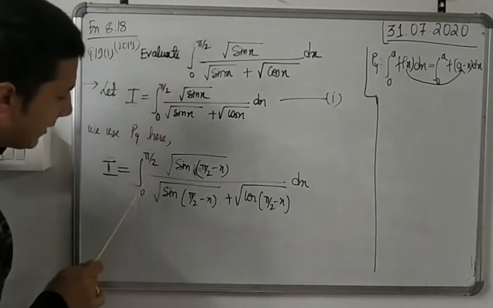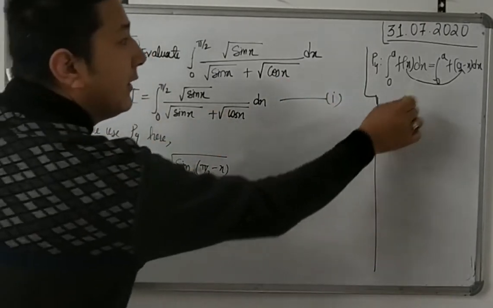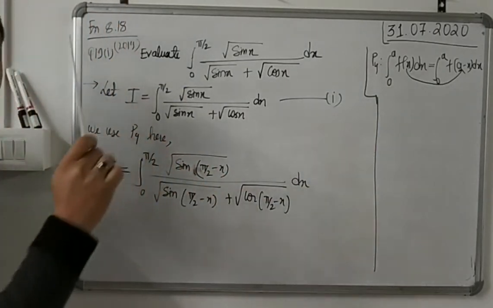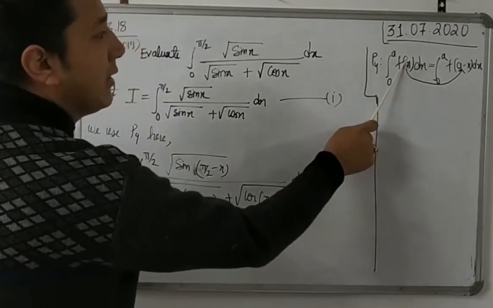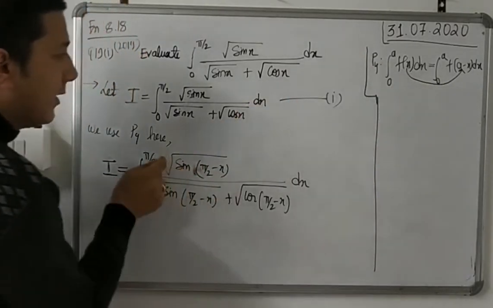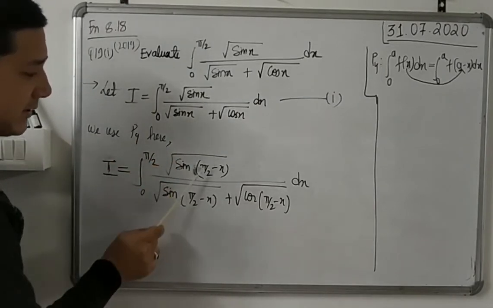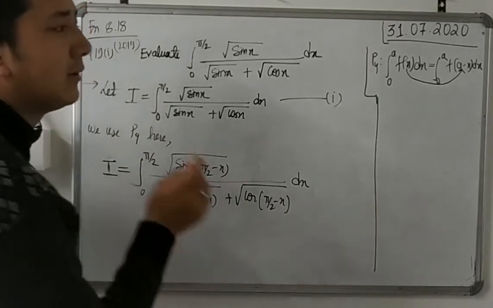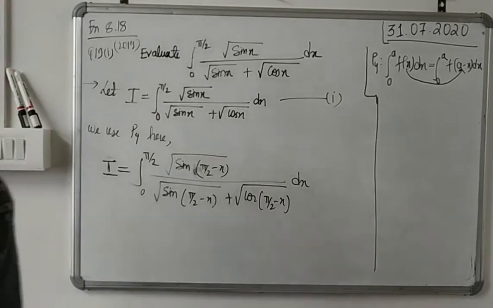The function is also the same. The same function will be here. The changes will be only in x. X will change from x to upper limit minus x. That is, pi by 2 is the upper limit, so pi by 2 minus x, pi by 2 minus x, pi by 2 minus x. I hope you are clear with this. Pause the video till here and note it down.